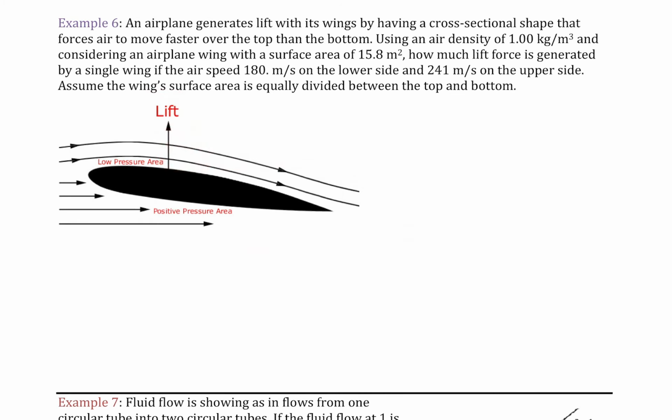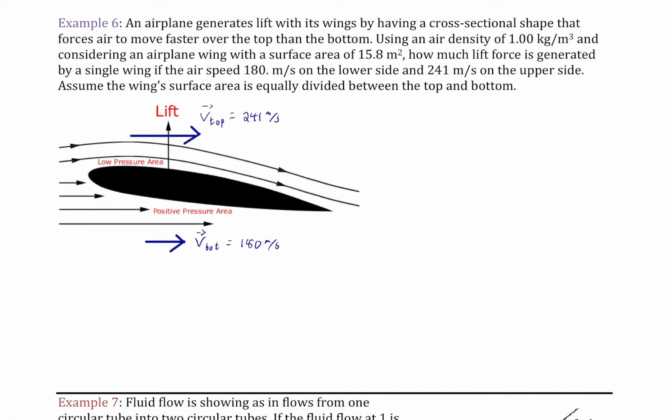So using an air density of 1 kilogram per cubic meter, and considering an airplane wing with a surface area of 15.8 square meters, how much lift force is generated by a single wing if the speed is 180 meters per second on the lower side and 240 meters per second on the upper side? Assuming the wing surface area is equally divided, we can just do a multiplication. Once we have the change in pressure, we can just multiply it by the area.